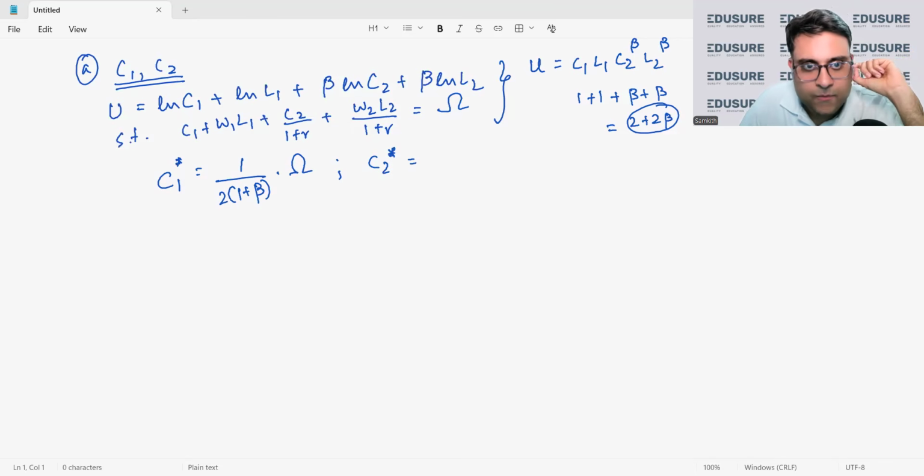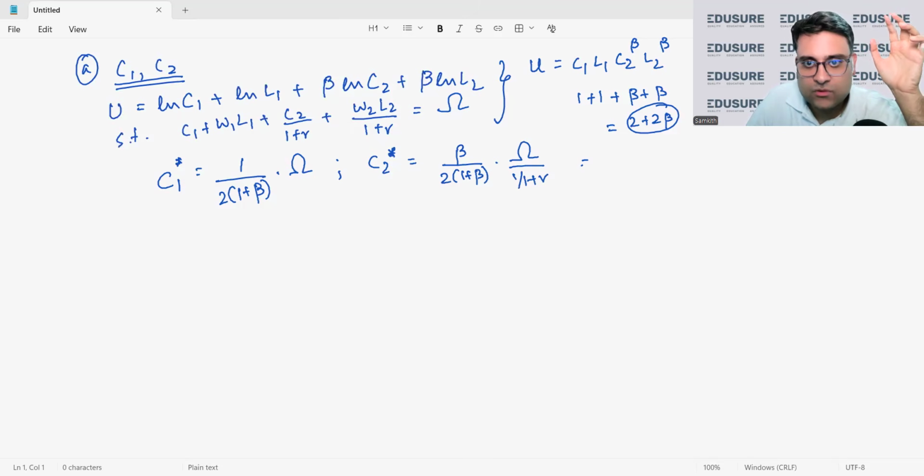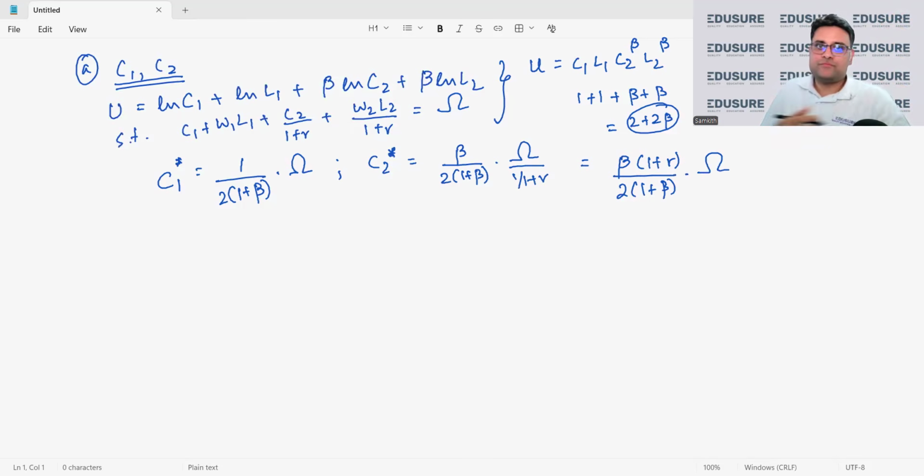C2 is nothing but C2's power divided by the summation of the entire power, multiplied by omega, divided by 1 plus R. So basically it will be beta into 1 plus R. So this will be beta into 1 plus R divided by 2 into 1 plus beta into omega.